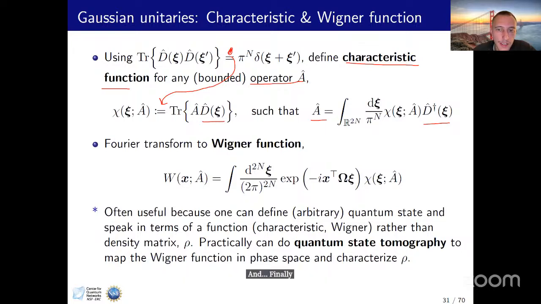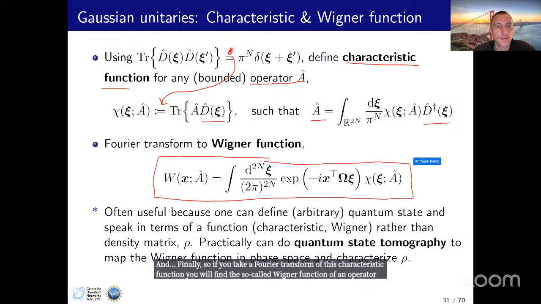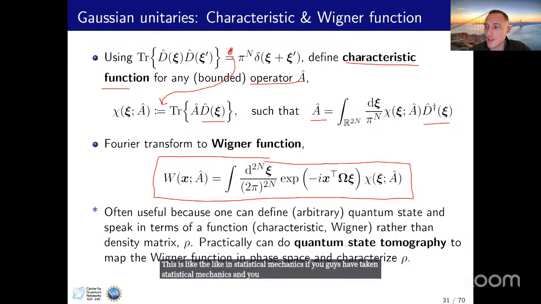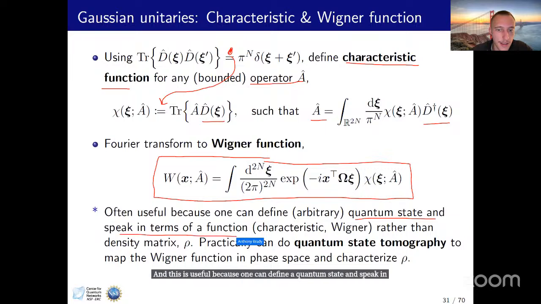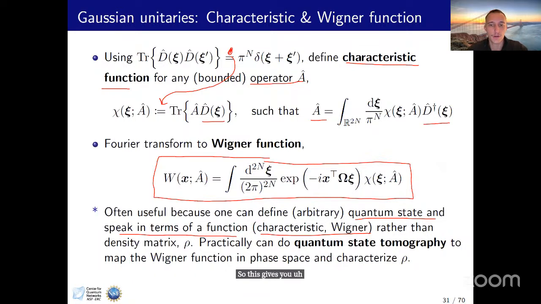Finally, if you take a Fourier transform of this characteristic function, you will find the so-called Wigner function of an operator A. A lot of people talk in terms of Wigner functions. You can actually use this to describe even classical systems, like mixed states of classical systems. This is like in statistical mechanics, if you have taken statistical mechanics and you look at mixed states of oscillators in phase space, in Q and P space, this is more or less what the Wigner function is. And this is useful because one can define a quantum state and speak in terms of functions like characteristic and Wigner functions rather than some density matrix. So this gives you a different picture of a quantum state.